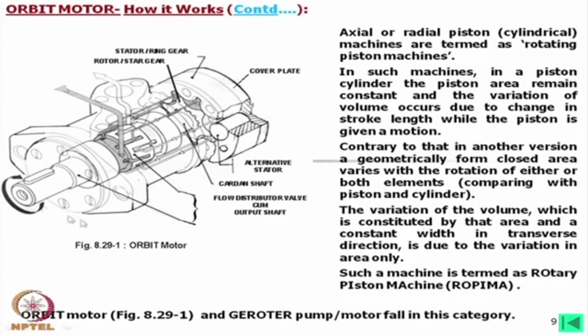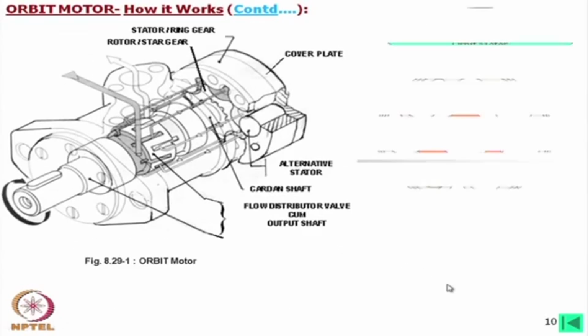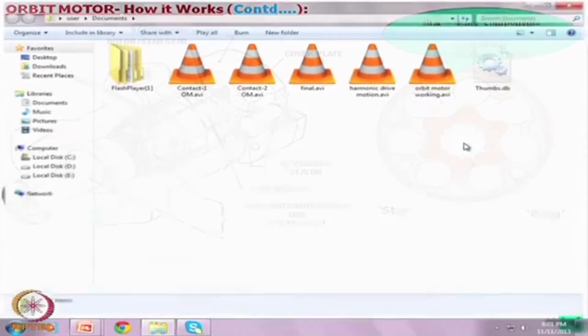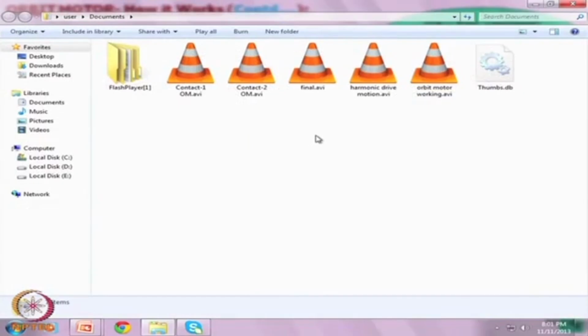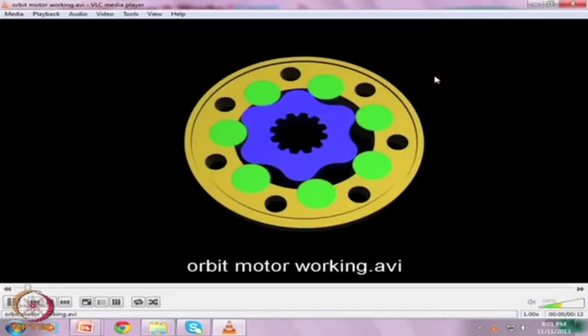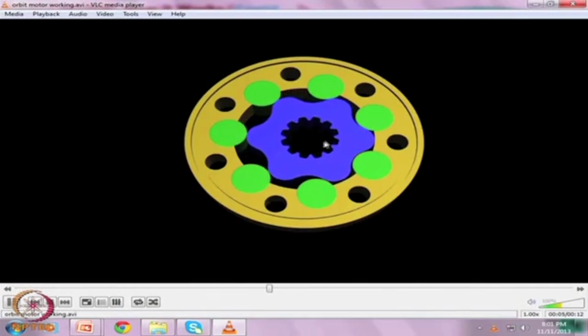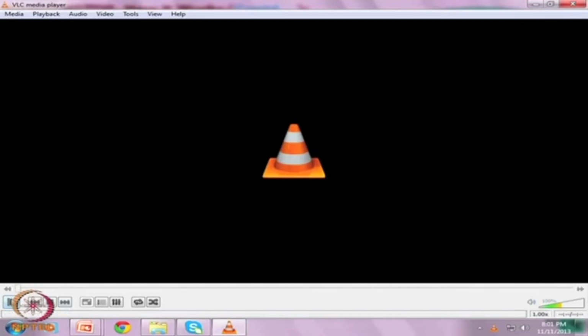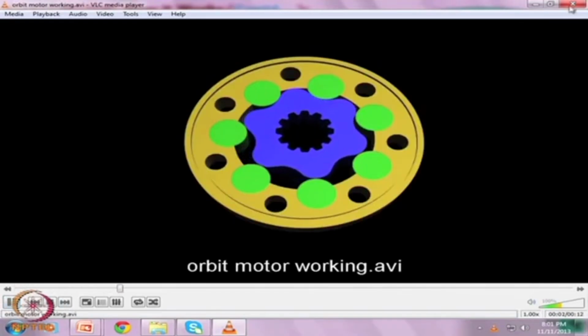So, this is the view of an orbit motor, which I am going to explain now. In this orbit motor, let us look again at what is happening. This is the rotary motion which we are taking as an output, but this is being rotated by allowing high pressure oil to come in.